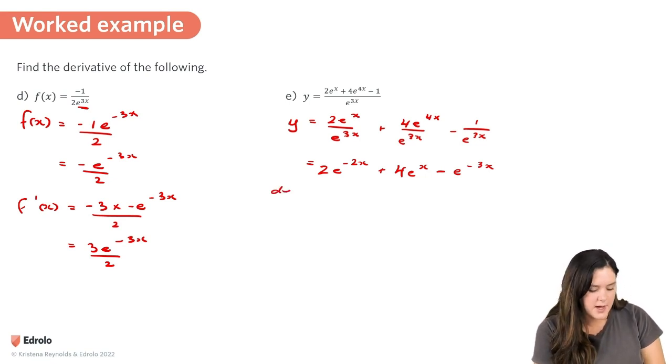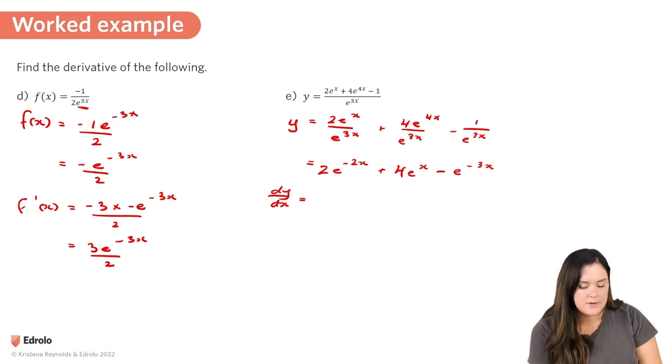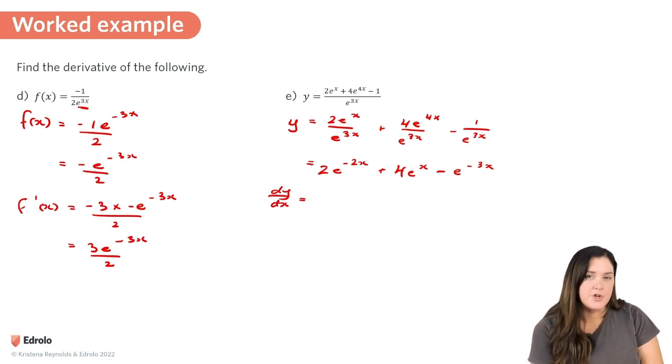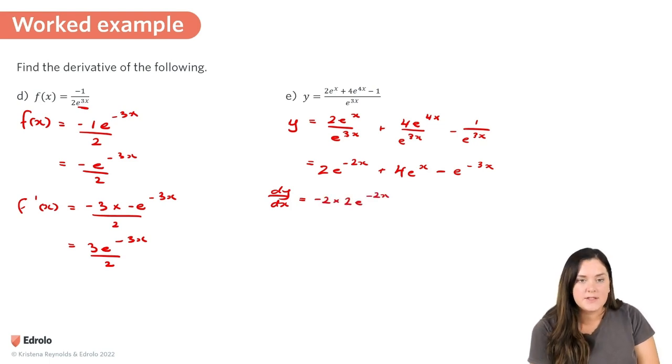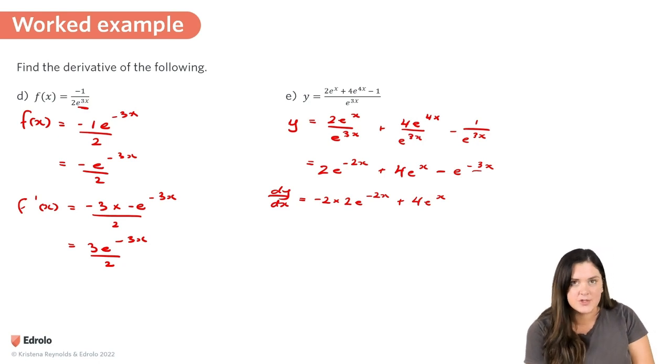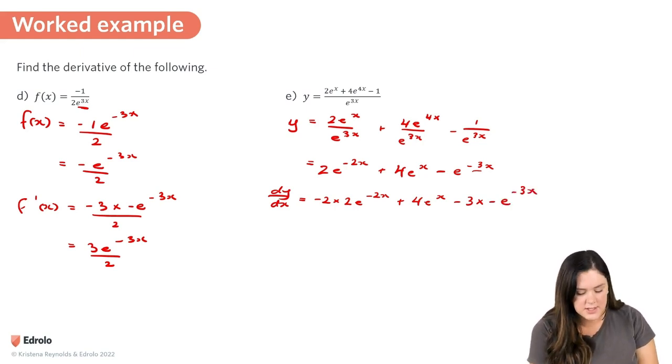So we write dy/dx and differentiate. So here, the first thing I'm going to do is bring the -2 to the front and multiply by 2. All right, for the next term, it's just 4e to the power of x. So I'm just going to leave it as it is. And the last one, I have -e to the power of -3x. So I'm just going to bring that -3 to the front there as the derivative of the power. So we have -3 times -e, and that power just stays the same. There's no changing that one.